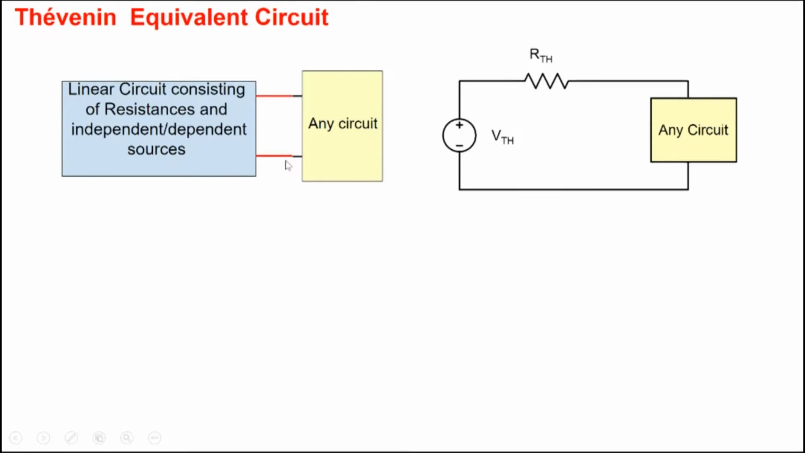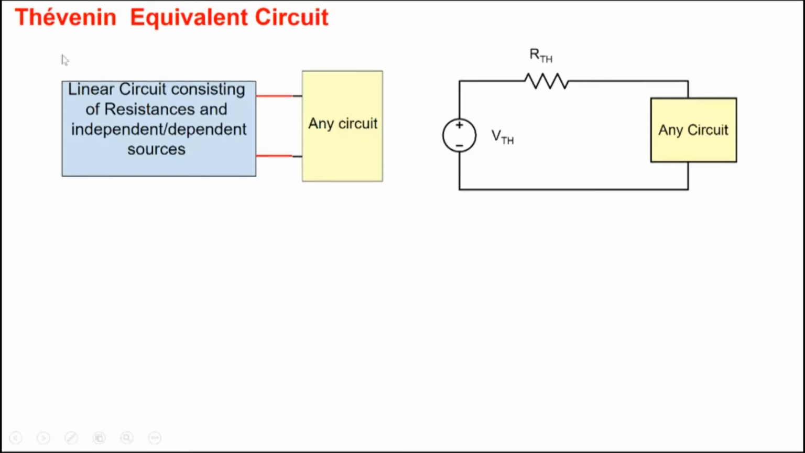Under what condition? Well, this circuit has to be linear. It has to be a linear circuit consisting of resistances. It can consist of any number of independent or dependent sources, but it has to be a linear circuit. The other part can be anything. It can be non-linear, it can be a resistor, it can be a diode, transistor, anything it can be. So it's any circuit here. We are not bothered about this part.